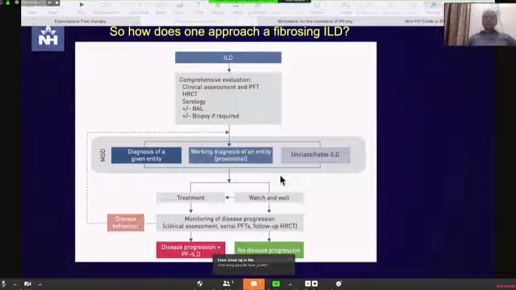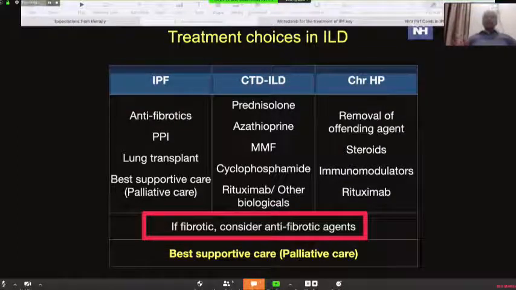You can either treat them straight away or you can wait and watch. If you wait and watch, you monitor disease progression very carefully using the clinical assessment, serial pulmonary functions, and follow-up HRCTs like mentioned. If they are progressing, you decide to treat, and then you continue to monitor progression. You also look at the disease behavior in other aspects other than just lung disease. And then those who don't have disease progression, you could just wait and follow up. Or the ones who are progressing now meet the criterion for calling it a progressive fibrosing ILD, and you can decide to treat.